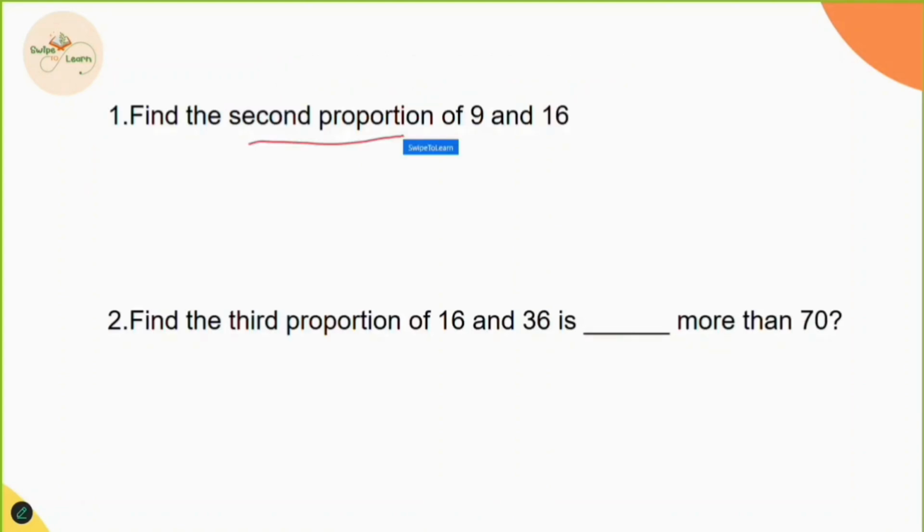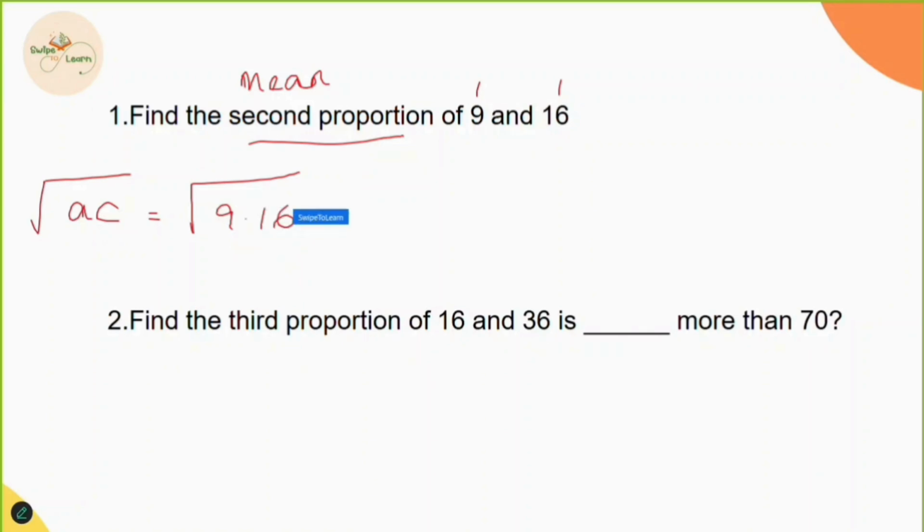Find the second proportion of 9 and 16. We just learned that the second proportion is also called the mean proportion, and the formula for mean proportion is root of AC. Here 9 is A and 16 is C. Root of 9 into 16 is root of 144. We know the value of root 144, right? It's 12. So the second proportion of 9 and 16 is 12. Moving on to the next question.